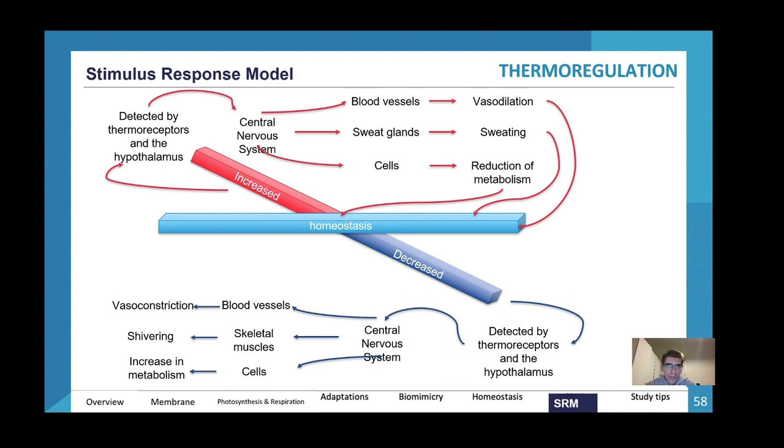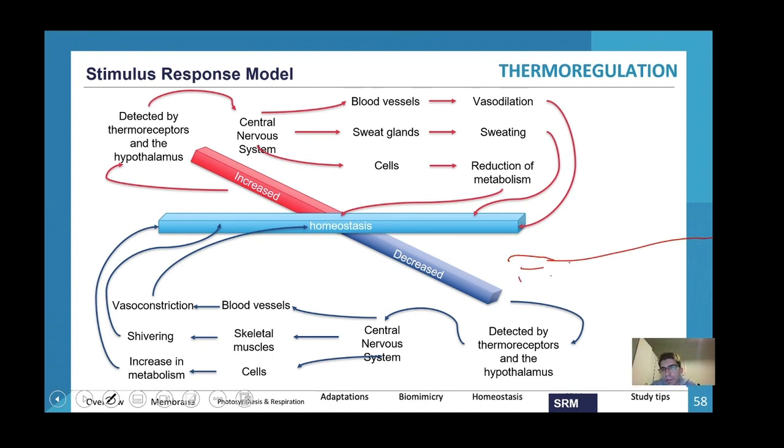And then the cells will lead to an increase in metabolism. Obviously, shivering and increasing metabolism will release more thermal energy, with vasoconstriction as well. Now, vasoconstriction actually does not release more energy. It just restricts the blood flow to the peripheral sides of our body.